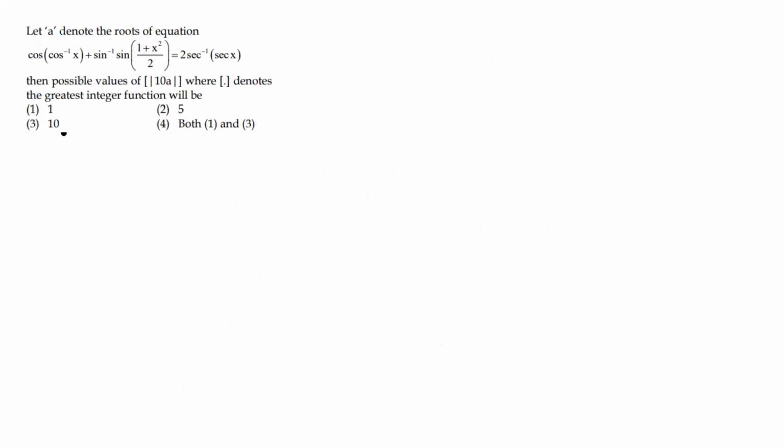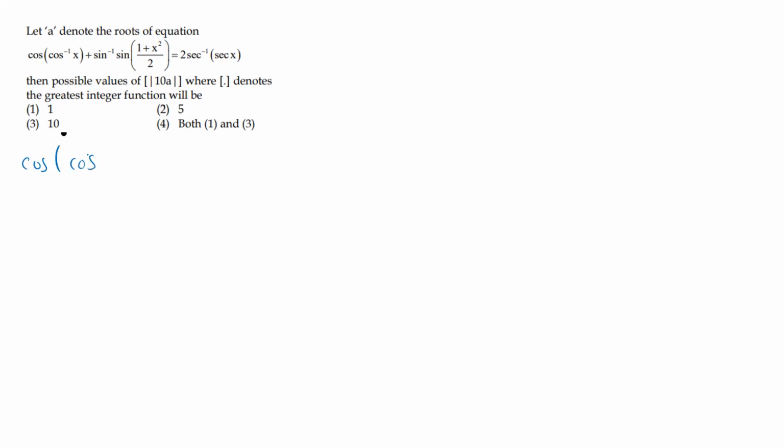Okay. Next. A denotes the roots of the equation cos of cos inverse x plus sin inverse of sin 1 plus x square by 2, equal to 2 secant inverse of secant x. Okay, but every value's limit is from where to where? -1 to 1. We are taking values-wise here. Now, what do we need to consider in this case?